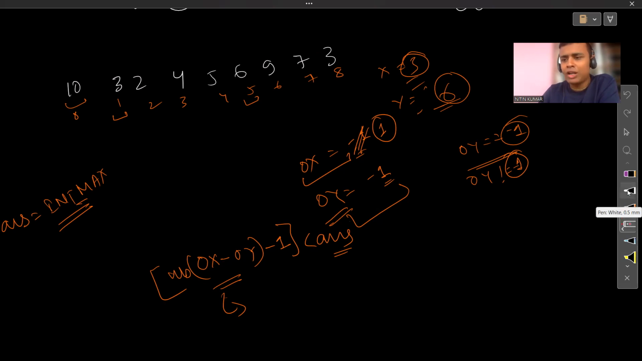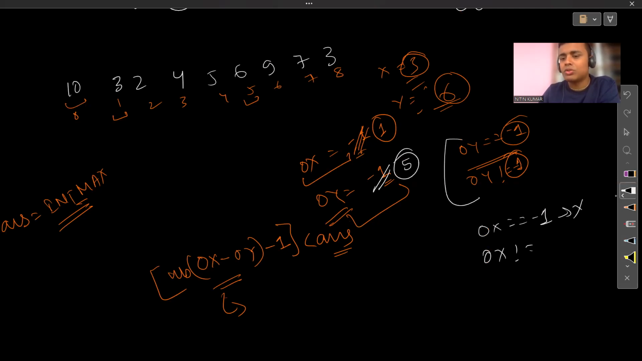So now what do I have to do? I have to update my y to the index of occurrence of 6, that is 5. And after updating it, what do I have to do? I have to check if x has already occurred or not. And how will I check? Same condition for x also. If O of x is equal to minus 1, don't do anything. And if O of x is not equal to minus 1, that means that it is updated.